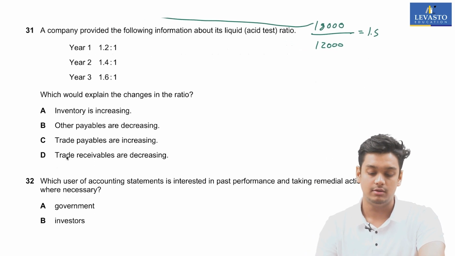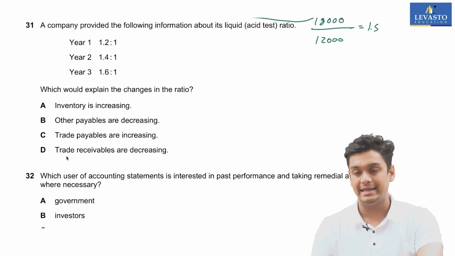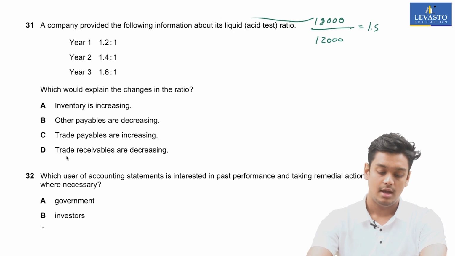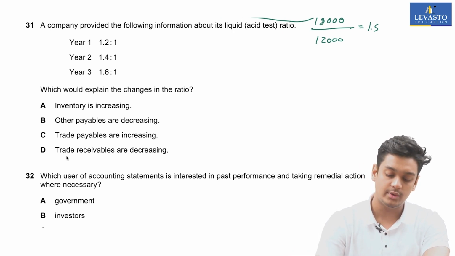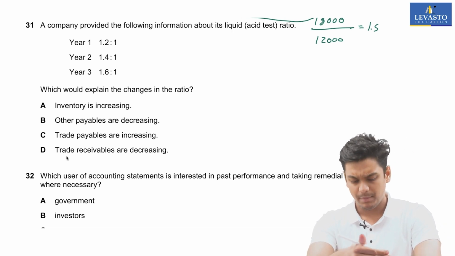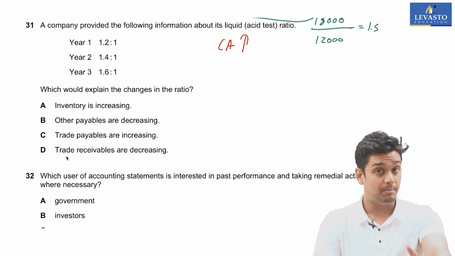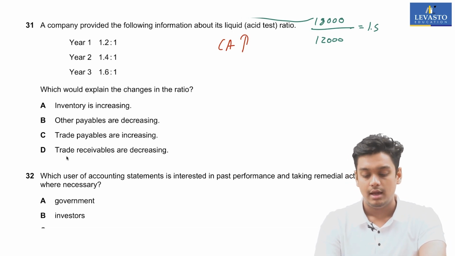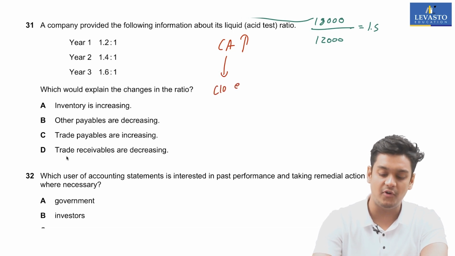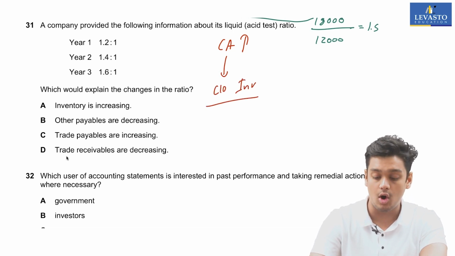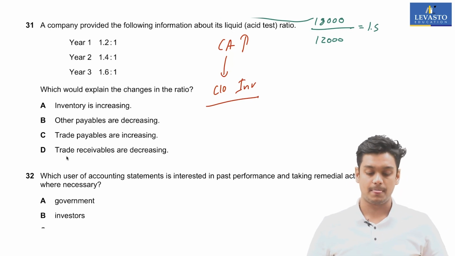31st MCQ. Company provided the following information for his liquid asset, acid test. And you can see it's been increasing. Year 1, 2, 3. Your current ratio is increasing by a small amount. That means your current assets are increasing. But please pay attention to one thing. Liquid ratio considers all current assets except for closing inventory.